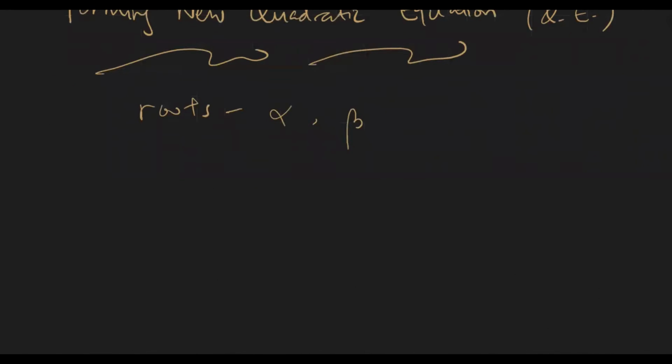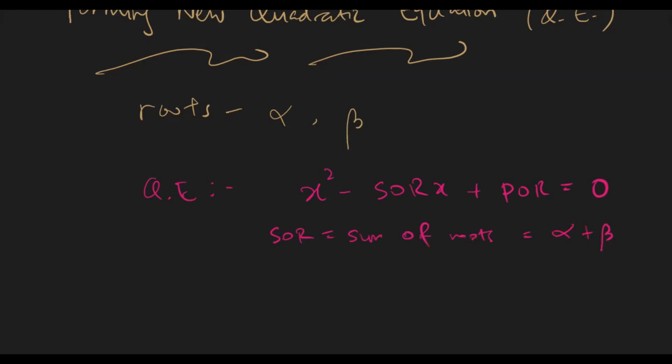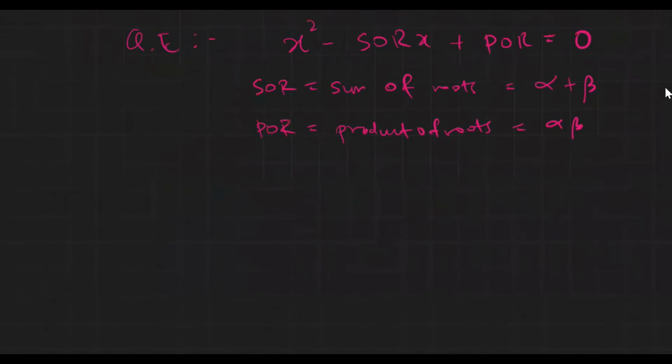Alright, so what is the general formula to form a quadratic equation? The formula will look like x squared minus SOR x plus POR equals 0. And what exactly is SOR? SOR will be the sum of roots, in this case alpha plus beta. And POR will be the product of roots, and in this case it is alpha times beta. So take note of all the short forms and the terms that we're going to be using throughout the lesson.